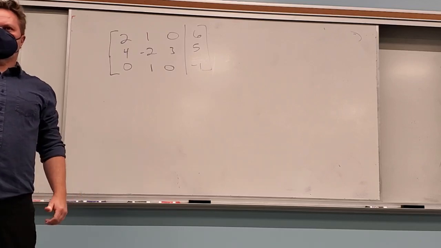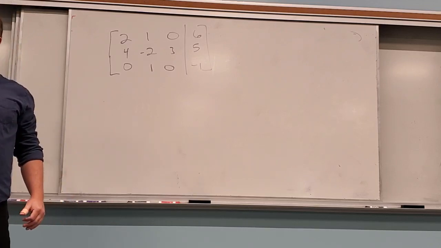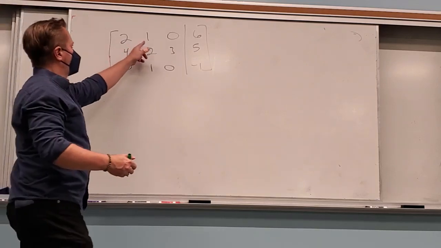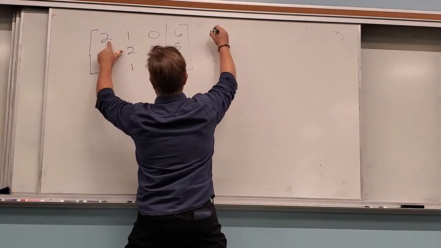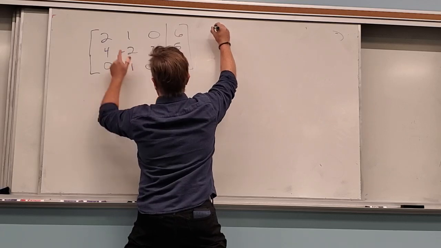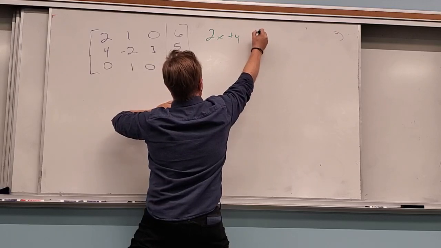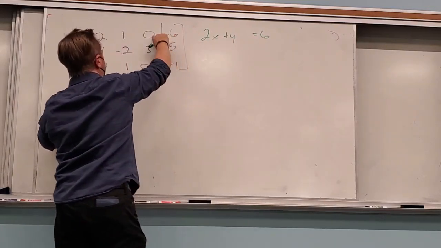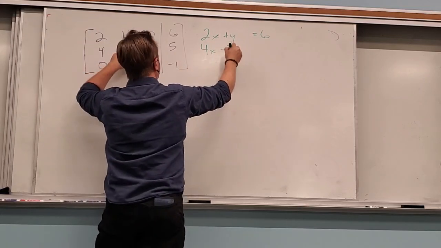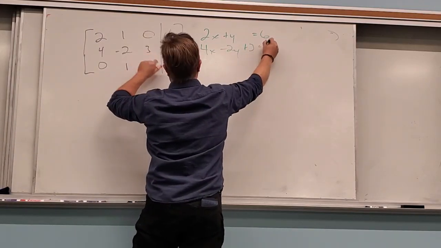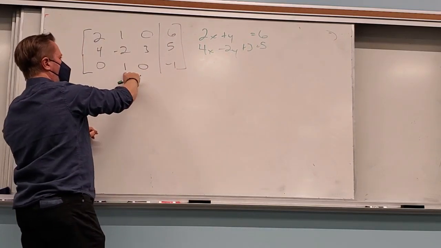Which equation is the best equation? The last one, yeah. So what's this first row represent? How do you get started? 2x plus y equals 6. I love it because of those z's. And then 4x minus 2y plus 3z equals 5, and then the last one says y equals negative 1.